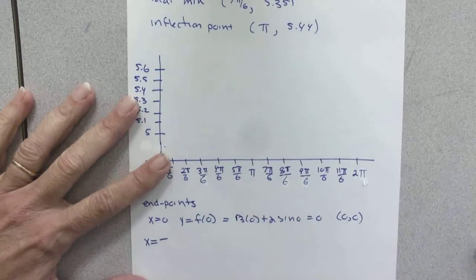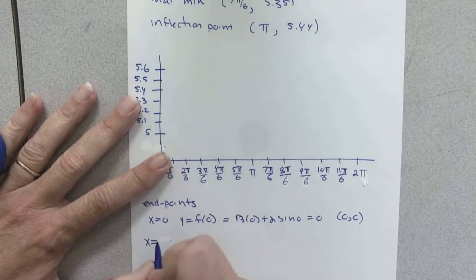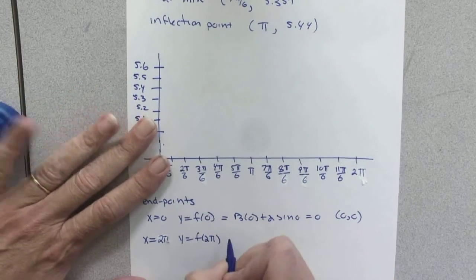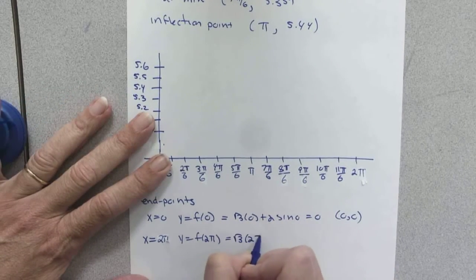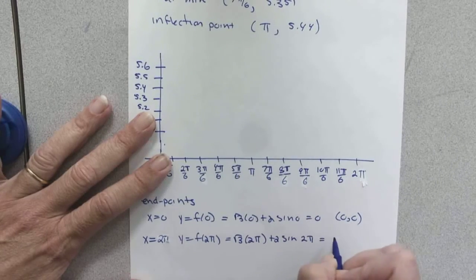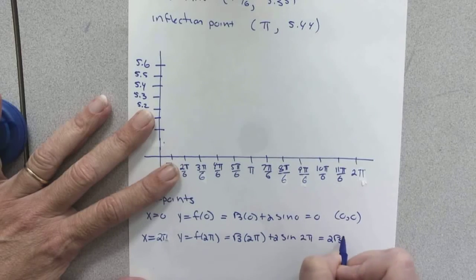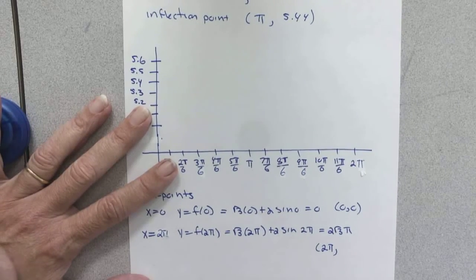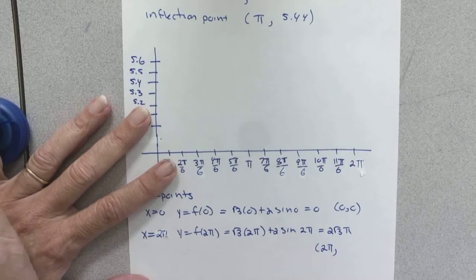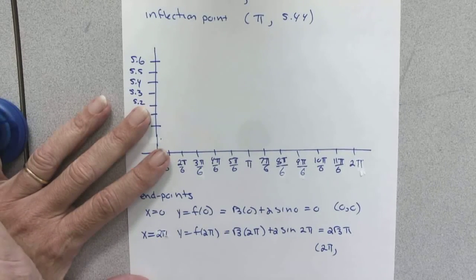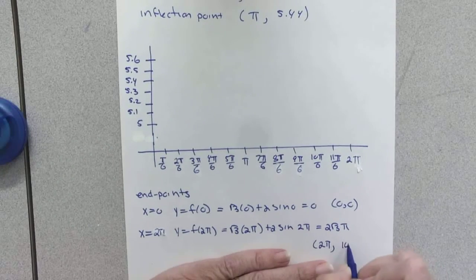And at x equals 2 pi, y equals f of 2 pi. So square root of 3 times 2 pi plus 2 sine of 2 pi. Well, that's going to be 2 square root of 3 pi, which is approximately equal to 10.88.